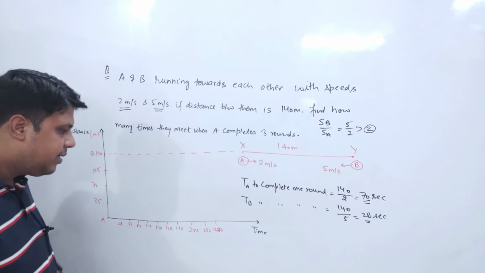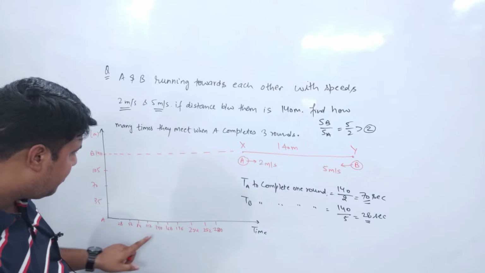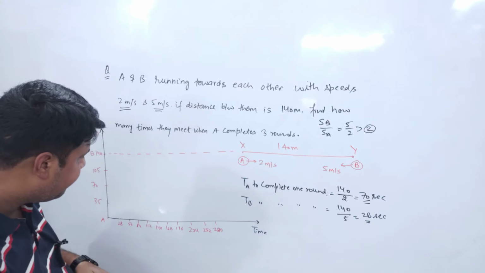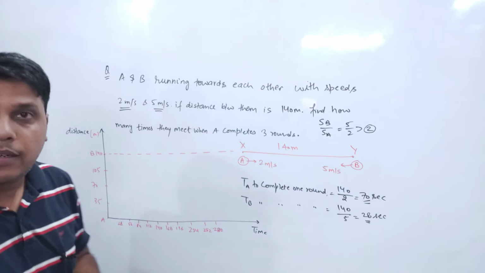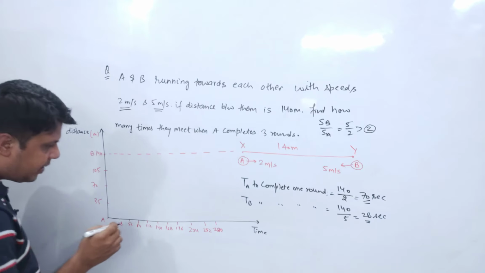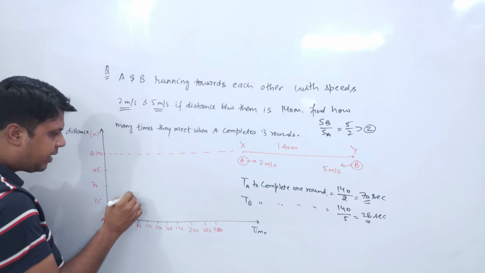Now the thing is that okay, no problem, just calculate. ठीक है, the thing is that A is completing one round in 70 seconds. So I'll be getting 70 somewhere around like that.